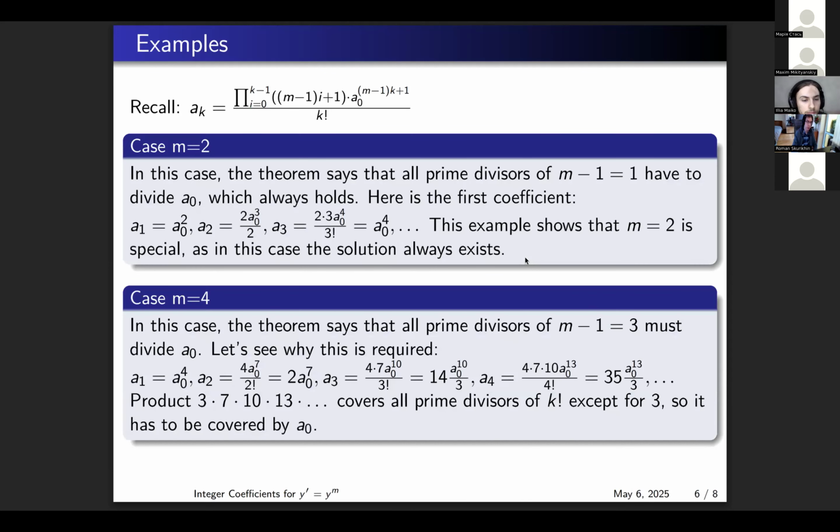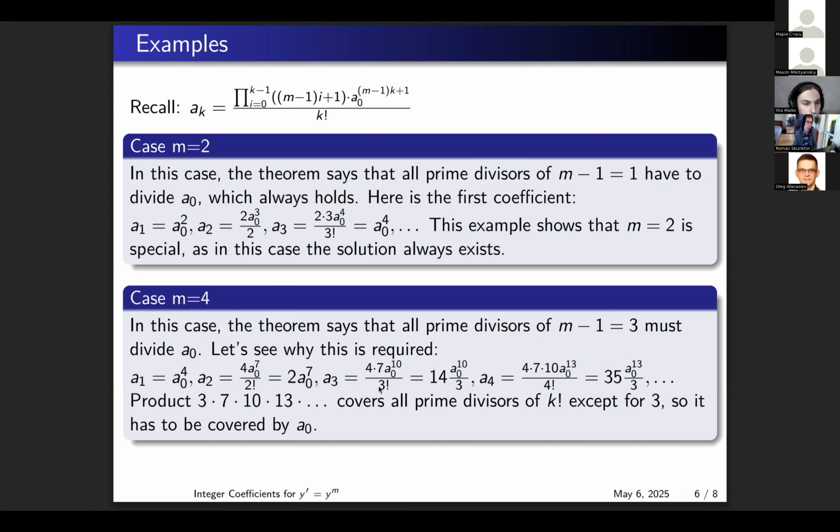And let's look at the next example, m equals 4. In this case, the theorem says to look at the prime divisors of m minus 1. This is 3. So we need to check whether the initial condition a sub 0 is divisible by 3. Let's look at why it's required.